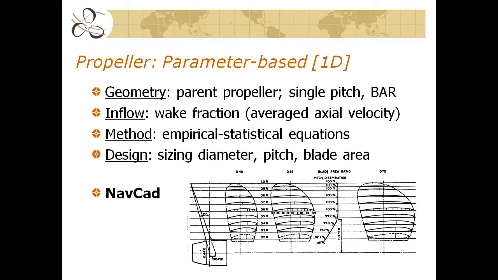Now, when we shift over to propellers, the 1D, 2D, 3D, we describe propeller geometry with similar parameters. We will have a parent propeller that has a single pitch that we might describe a diameter, a blade area ratio, a blade count. These are individual numbers. And we'll use empirical statistical equations or polynomials of the charts for things like B series, Gawn, Newton-Rader, SK, all the very well-known propeller series that we have. And when we talk about design or optimization, what we can do is solve for some of the parameters of propeller diameter, pitch, blade area. NavCad is the tool for this 1D parameter-based analysis.